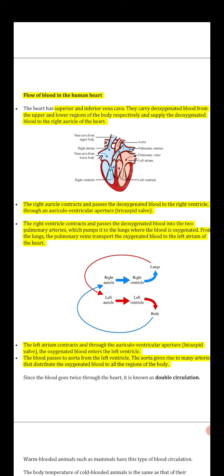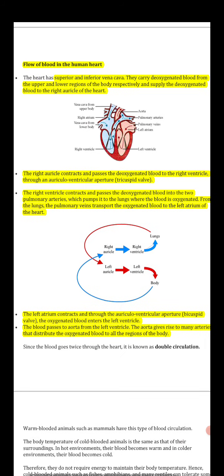I am again discussing that our human heart has a total of 4 parts. The upper portion and the lower portion, the right side and the left side. The upper portion has the left auricle and the right auricle, and the lower portion has the right ventricle and the left ventricle. Normally the right side carries deoxygenated blood and the left side carries oxygenated blood.